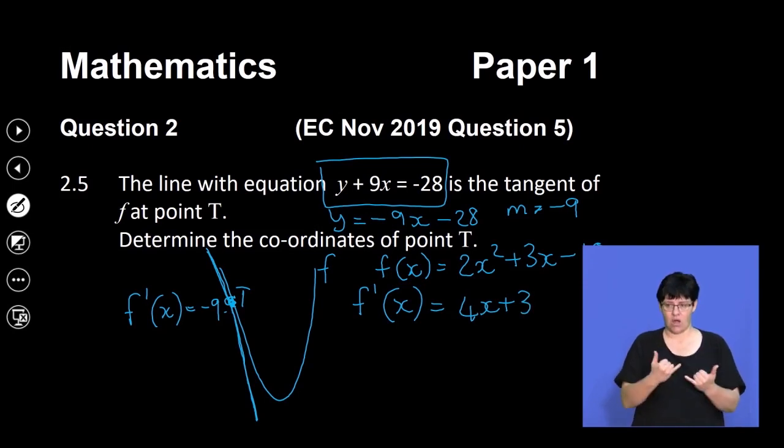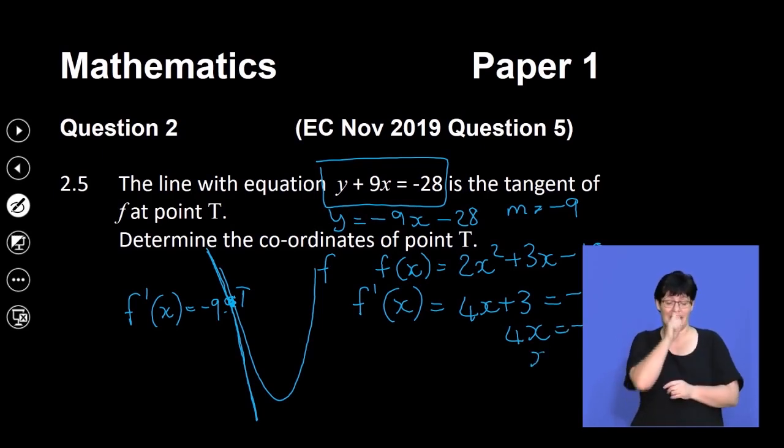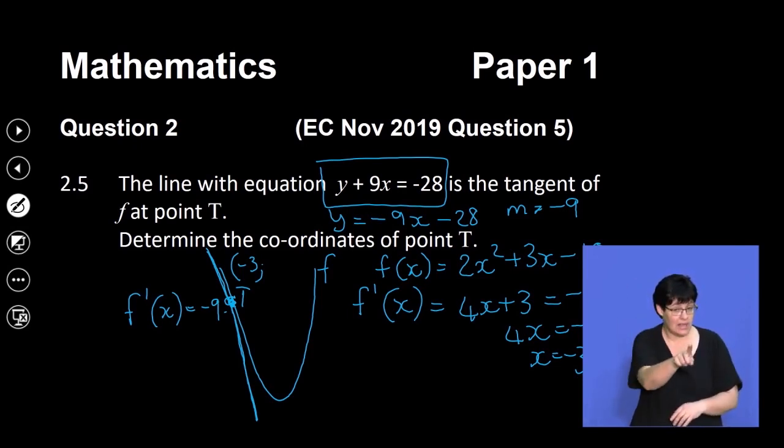And we can now make that equal to negative 9, because the gradient of f will also be equal to negative 9 at point t. And we can solve for x. So we have 4x is equal to negative 12, which means that x is equal to negative 3. Okay, so the x-coordinate of this point is minus 3. All we need is the y-coordinate. Don't forget the y-coordinate. You asked for both the x and the y-coordinate.